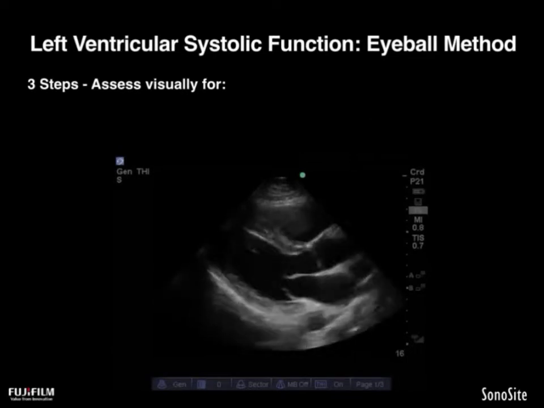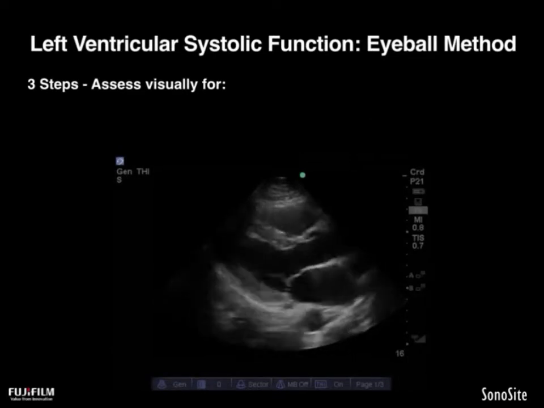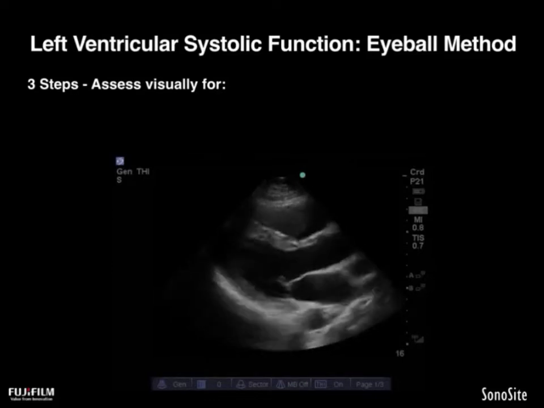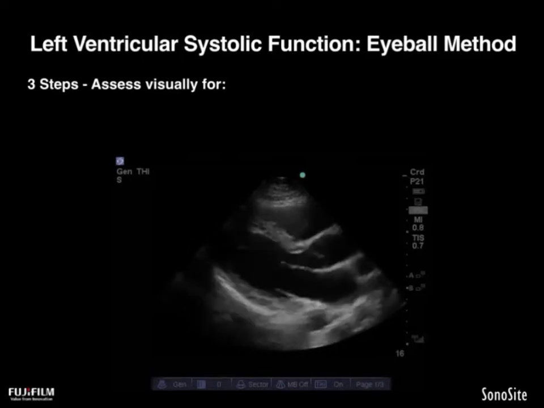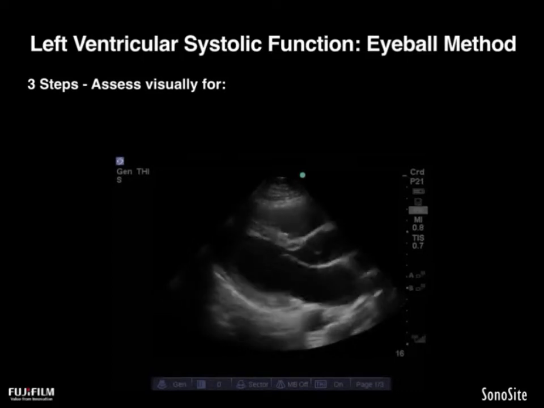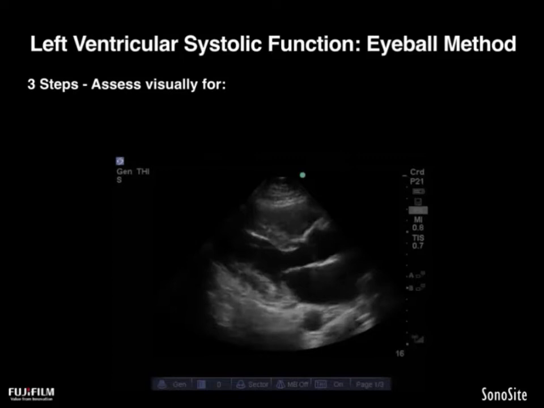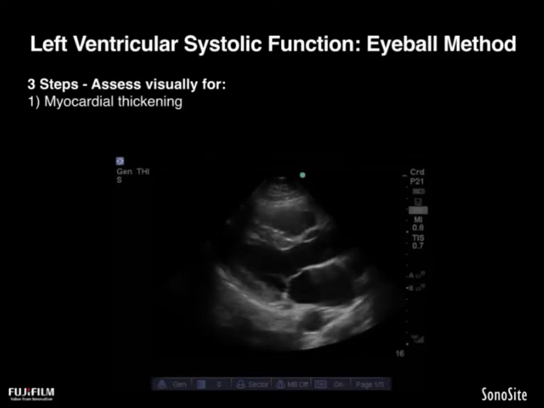Now, with practice, you will simply look at this echo and say that is a normal left ventricle in the parasternal long axis. However, when starting out or when you need some extra confidence, use these 3 steps to visually assess for myocardial thickening. Is it present or absent?